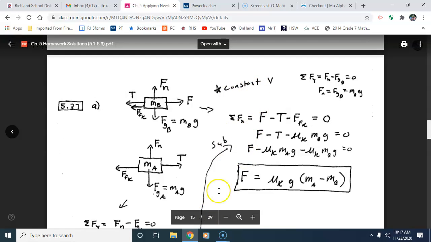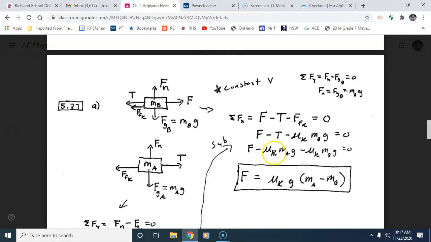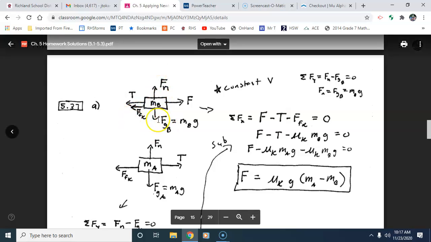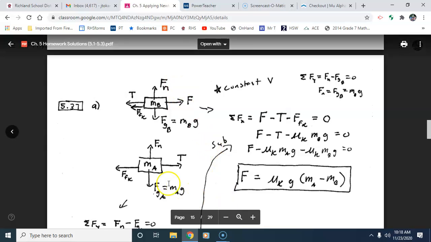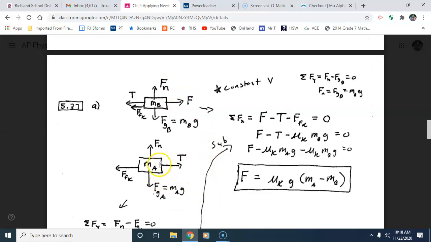On block B, we have that applied force they just call force F. The tension in the cable that hooks them both together is pulling backwards on it, and we have its friction as well. Then on the y-axis, we simply have the weight of block B and the normal force. Block A is the one in the back. Block A is also feeling the tension, but the tension pulls forward on block A.